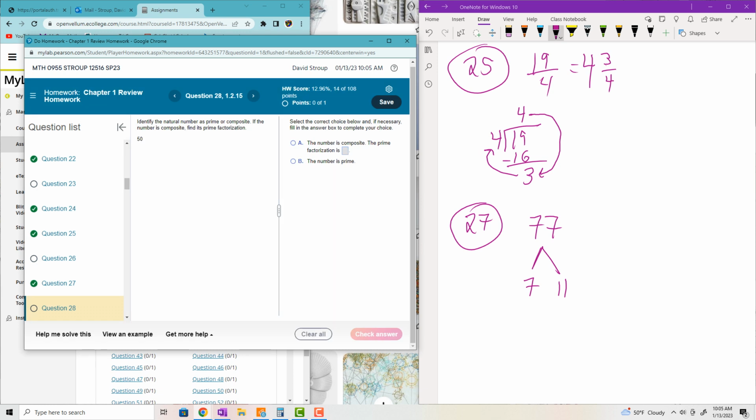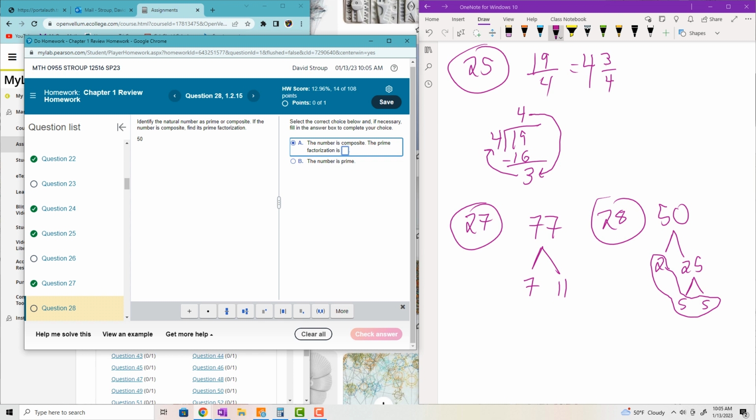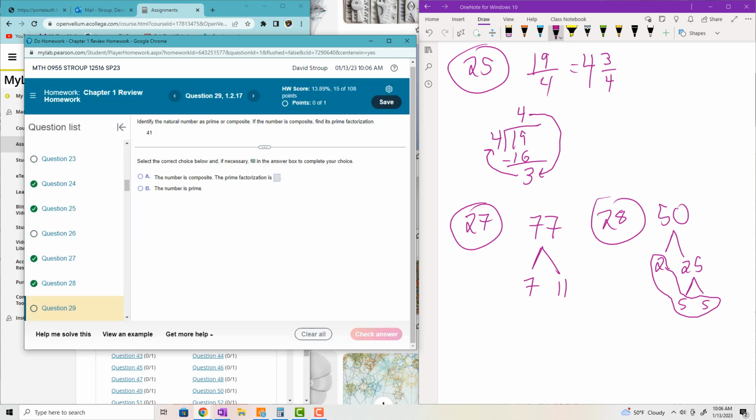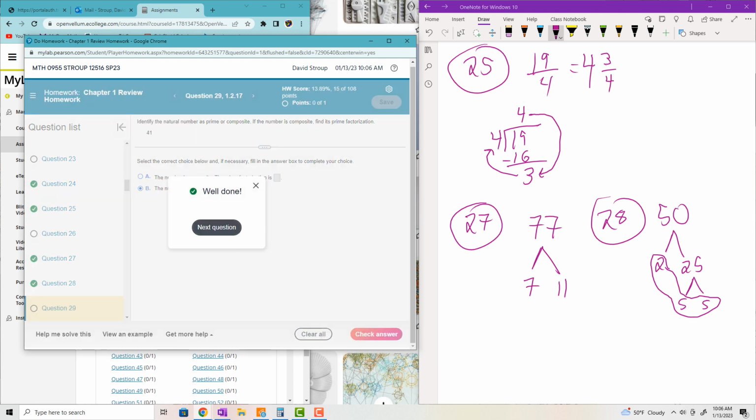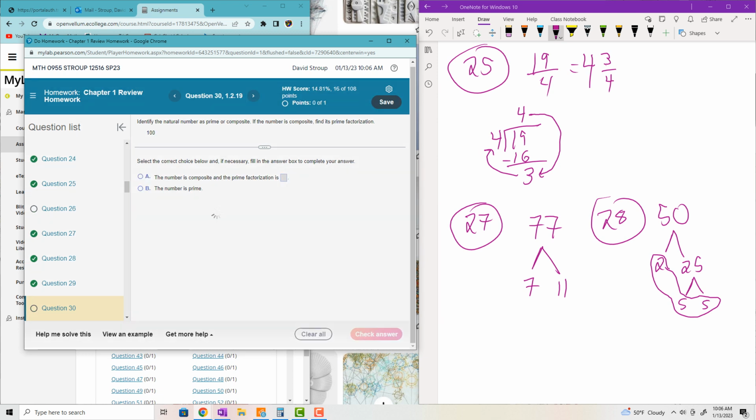Hopefully it'll give us another one, yeah. So 50, and so I know 2 goes into the 50, so 2 times 25 is 50. 2 is prime, but I could keep factoring 25, so that's 5 and 5. And so the factorization are the leaves on this tree, right? So it's 2 times 5 times 5. So it's composite, and our numbers are 2 times 5 times 5. You can probably write 2 times 5 squared, if you know what that is, but I think that's going to work for us. Okay. I believe 41 is prime. It's not divisible by anything except 1 and 41. So there's some of those in there, and so on. Okay, great.